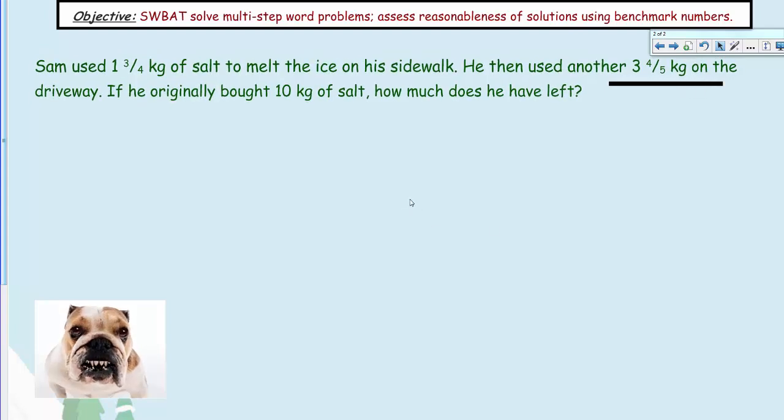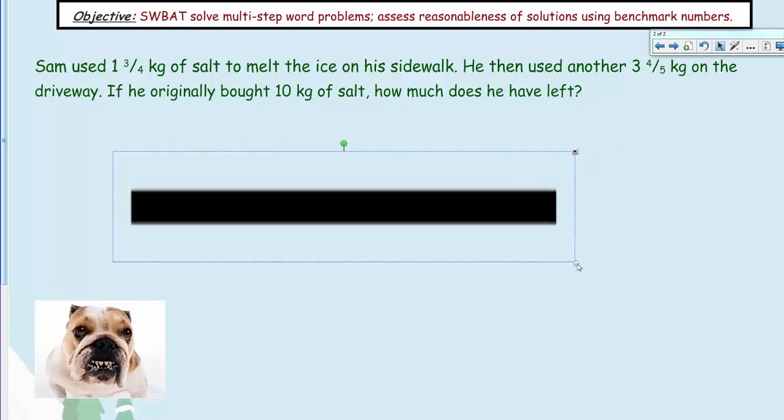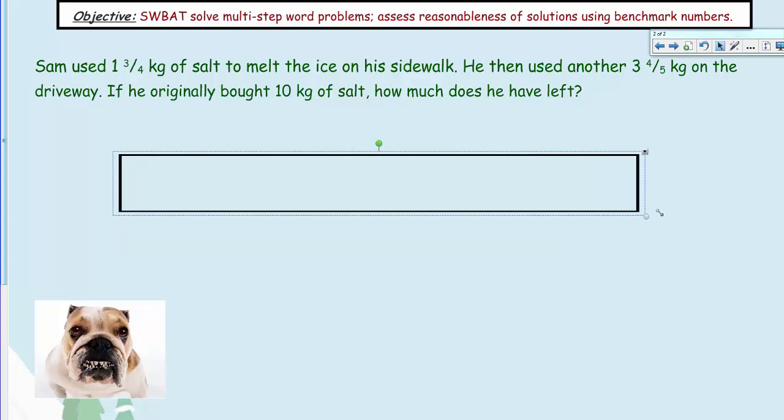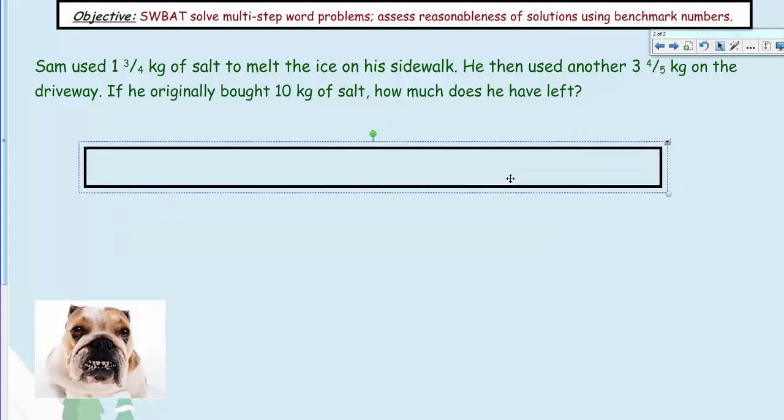He then used another 3 4/5 kilograms on the driveway. If he originally bought 10 kilograms of salt, how much does he have left? You have probably been thinking, yes, we're talking subtraction here, because we have a total, and now he's using so much to melt the ice on the sidewalk. He used another amount on the driveway, showing these 2 different places. So this whole problem is based on that.